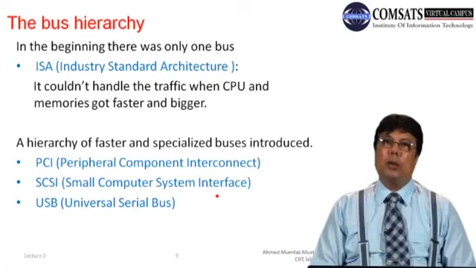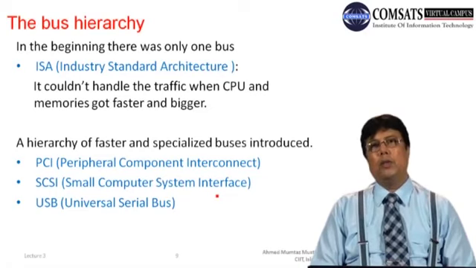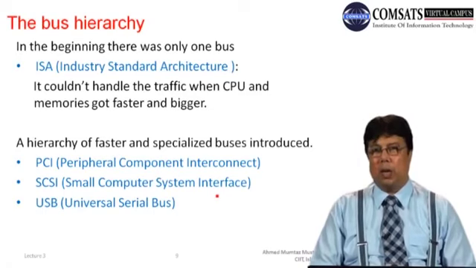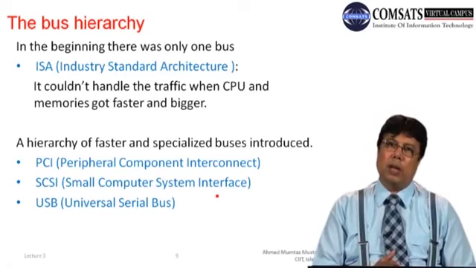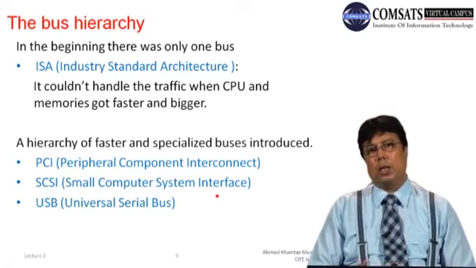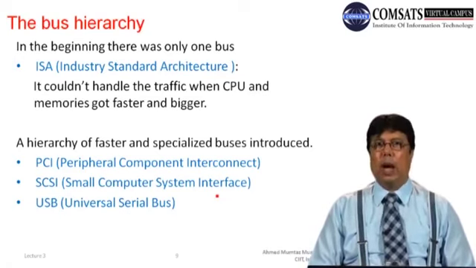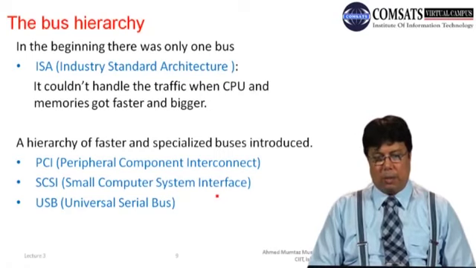In the beginning there was only one bus, which is called ISA, Industrial Standard Architecture. It was invented in the beginning, so that's why it was not capable of handling the traffic of the modern technology. With time, devices became faster and faster, and the CPU also became faster and faster. So in order to match the speed of the devices and the speed of the CPU, we were required to invent faster buses.